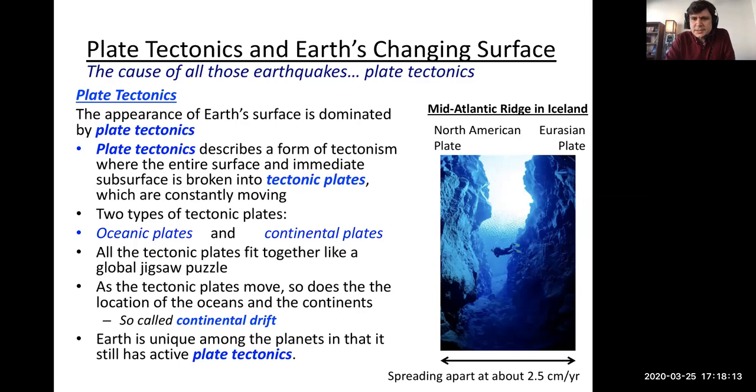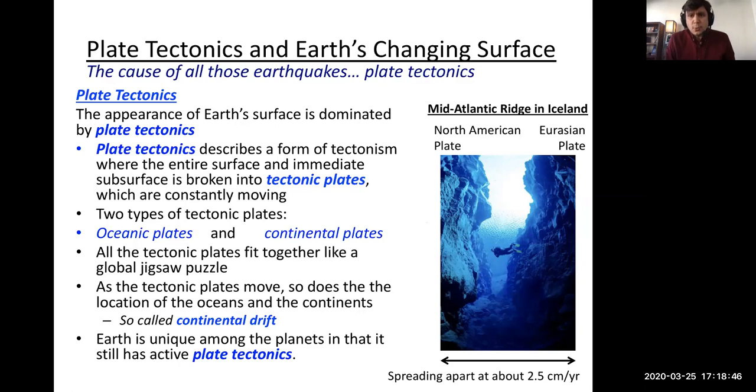So in this picture right here, we have a diver that is underwater, and this is the North American tectonic plate. This is the Eurasian plate. So they are between North America and Europe right here. And every year, this gap widens by about 2.5 centimeters per year as the two plates separate apart from one another, and so-called continental drift. Where the continents are is constantly drifting and changing. A very, very unique process. We see this only on Earth.